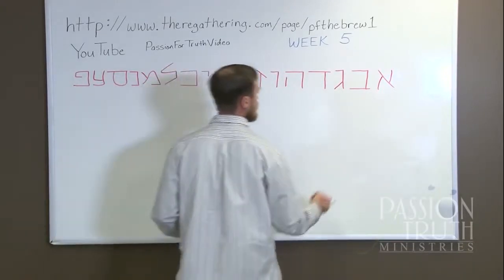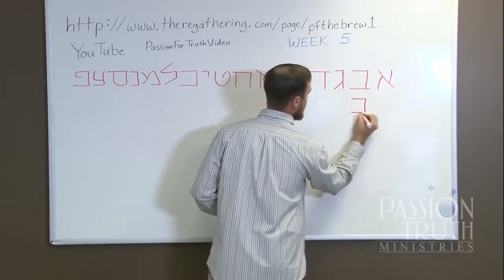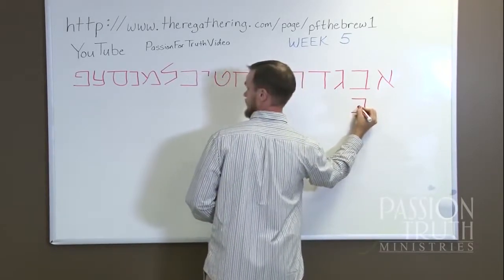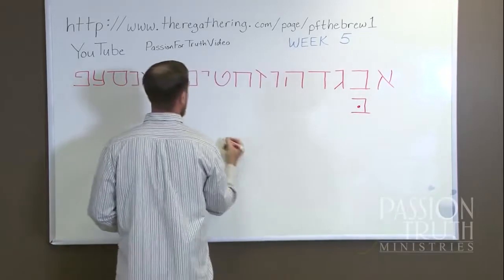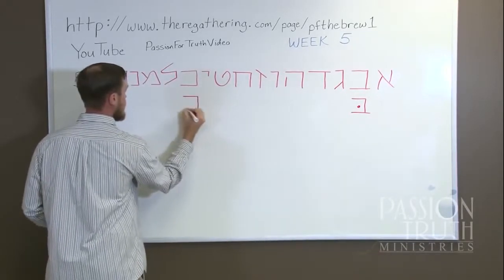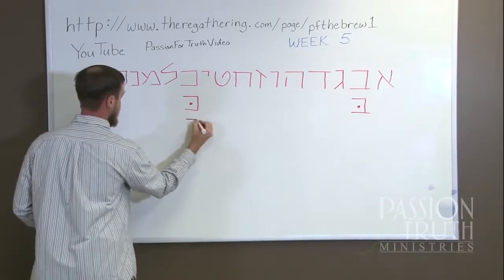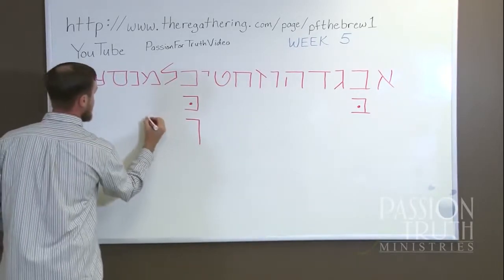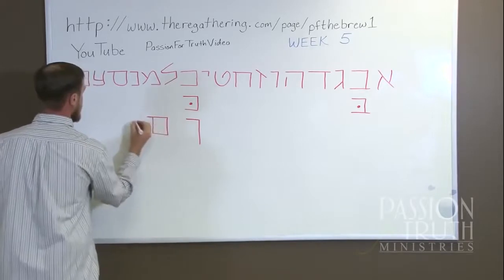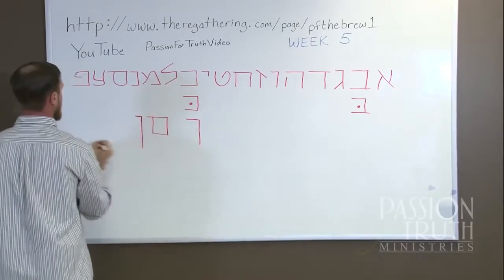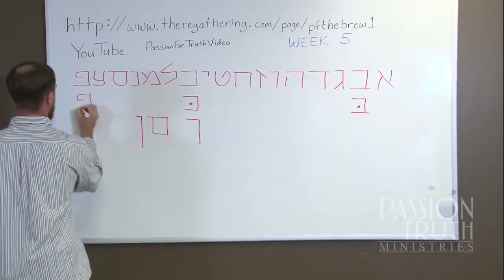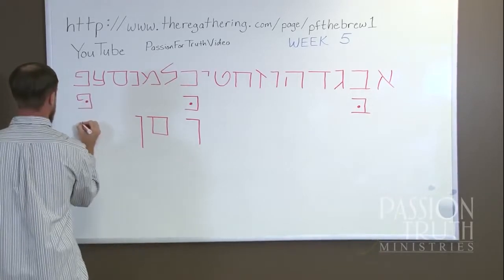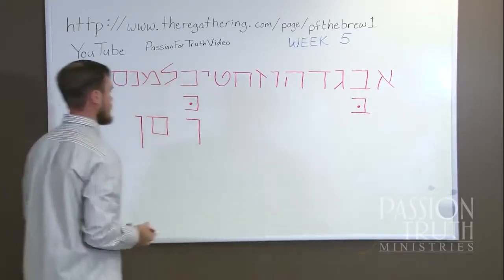Okay, and so far, we've got the Beit that makes a different sound with a dagesh and without a dagesh. We've got the Kaf that does the same thing. The Kaf also has a final form. Okay. The Mem has a final form. The Nun has a final form. And the Pe makes a different sound with or without a dagesh and has a final form. Okay.